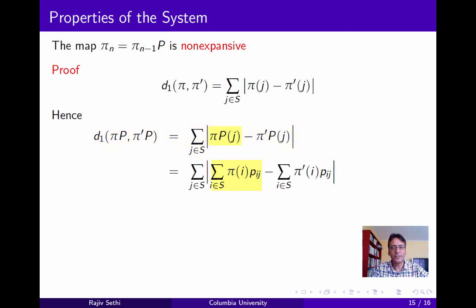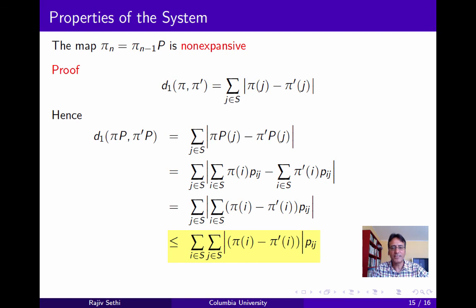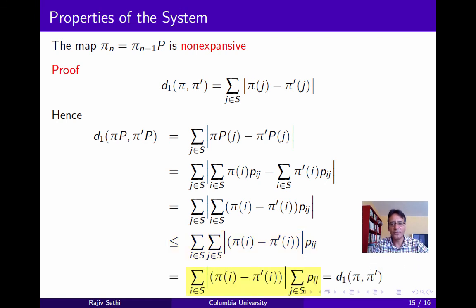Now use the fact that the jth element of πP is just the product of π with the jth column of the transition matrix to get the expression shown on the slide. Then collect terms to simplify. And then note that if we take the sum of the absolute values instead of the absolute value of the sum, we get the weak inequality shown here. And now factor out the terms that don't depend on j to get the expression shown. Use the fact that P is a stochastic matrix, so the second summation is equal to 1, and we see that the expression we've obtained is just the distance between π and π′. So we've shown that the distance between the images of π and π′ is less than or equal to the distance between the two points themselves, which is what defines a non-expansive map.